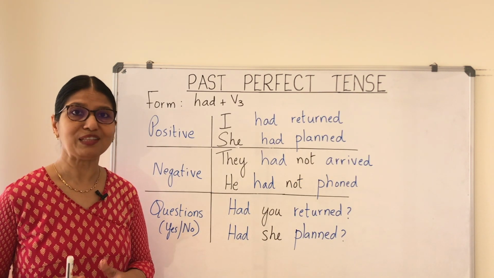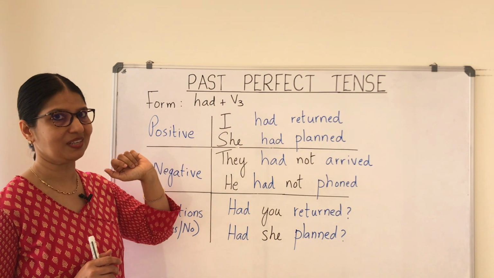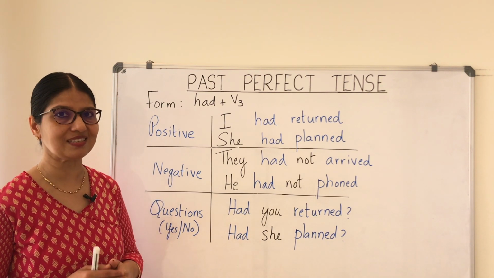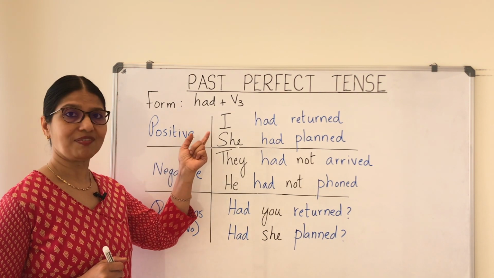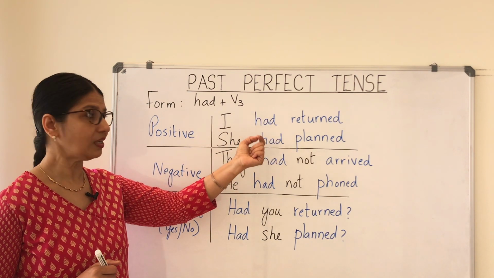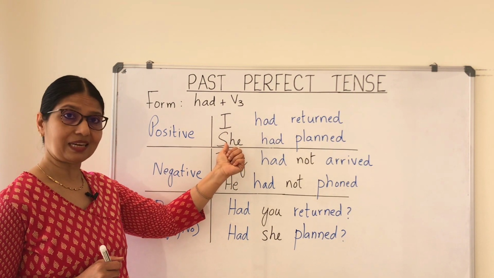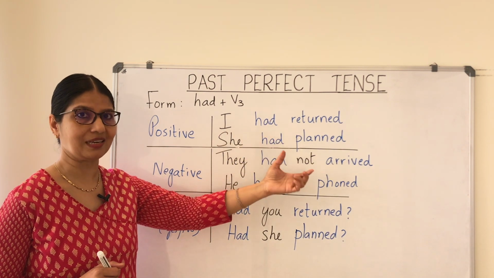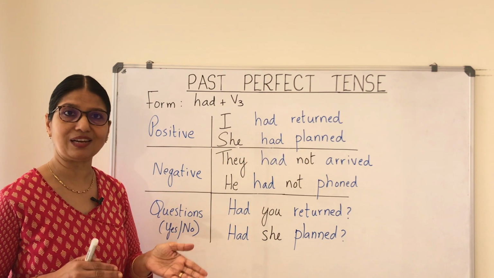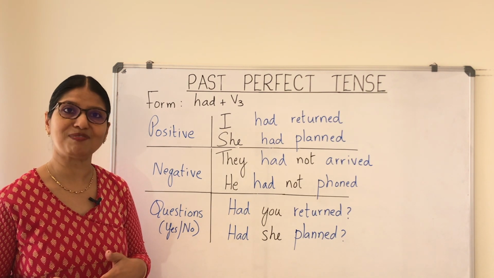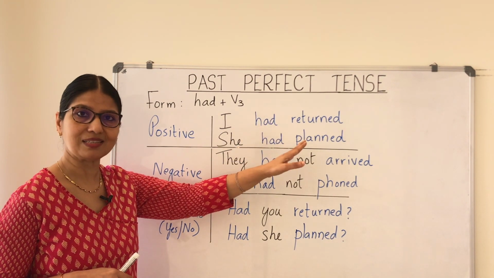By now you already know that the form that we use with the past perfect tense is had plus V3, that is had plus the past participle form of the verb. Now let's see how the positive, the negative and the questions are formed using this verb tense. So starting with the positive sentences, you have I had returned. So here the subject pronoun used is I, and here you have I had returned. Here the second sentence is she had planned. So she is again singular and you have had planned. So irrespective of whether it is singular or plural subject, and irrespective of whether it is first person or second person or third person, we always have the same form used here, had plus the V3.